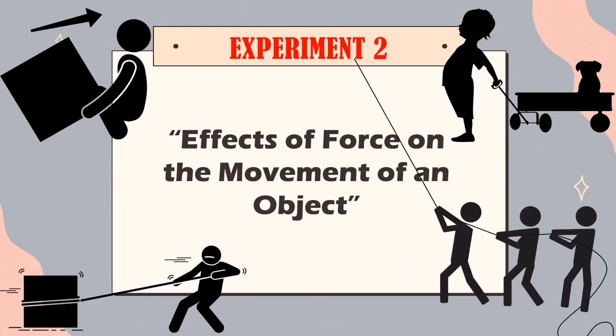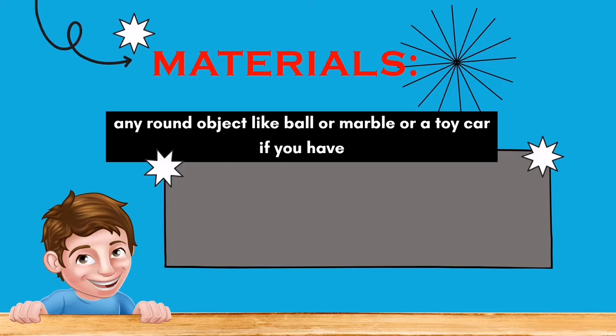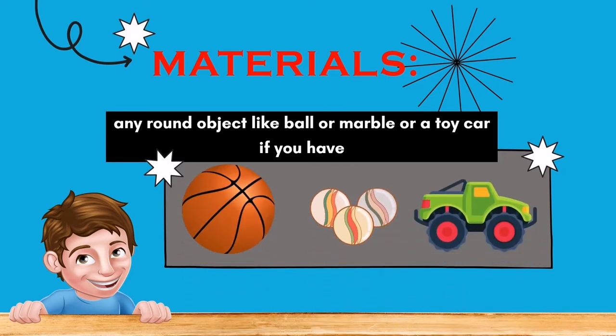Now let's have our experiment 2. This time, let's experiment on the effects of force on the movement of an object. Prepare the following materials: any round object like a ball or marble, and a toy car if you have. Again, you can replace it with other materials, any round materials available at home. You may also ask the help of your parents, guardian, or any adult member of the family for this experiment.